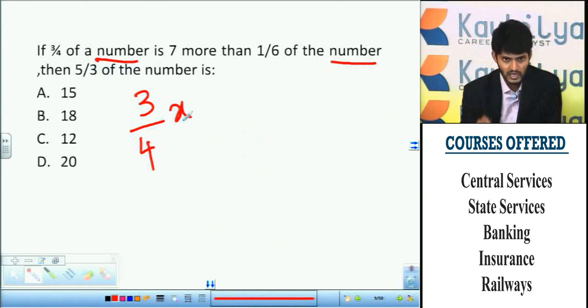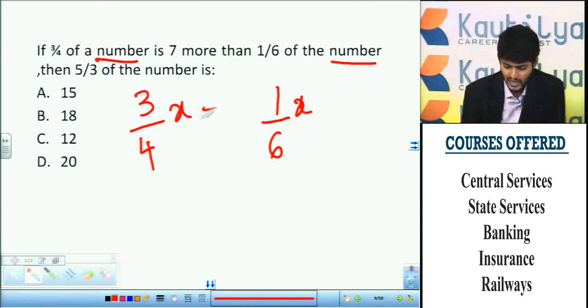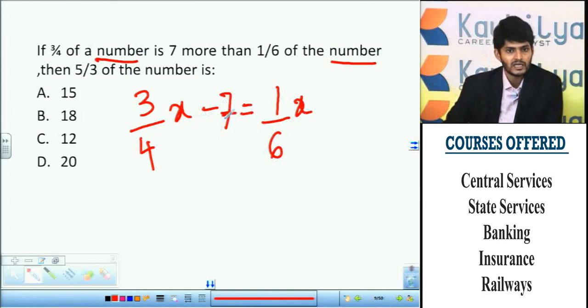This number is 7 more than 1/6 of the same number. So if you want to balance this, because unless you write an equation, you'll never be able to find out the value of x. He said the first number is 7 more than your second number. So either subtract 7 from your first case or add 7 to your second case. Either way, you will end up getting the same answer.